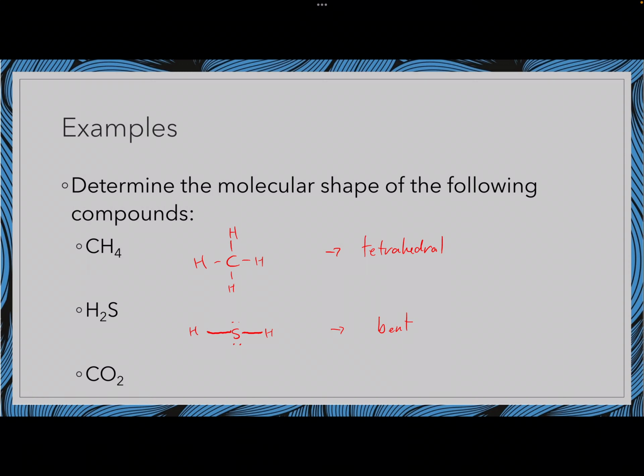Now CO2. We did this example last lesson, so we know the structure of carbon dioxide should look like this. So 2 double bonds connecting to the central carbon. So if we have a look at the table, 2 outside atoms, 0 lone pairs, that one's going to be linear.